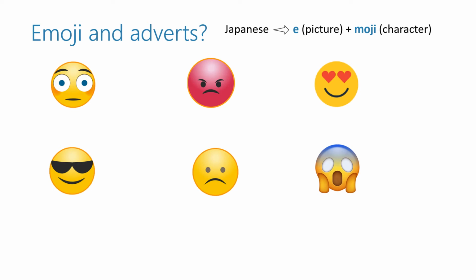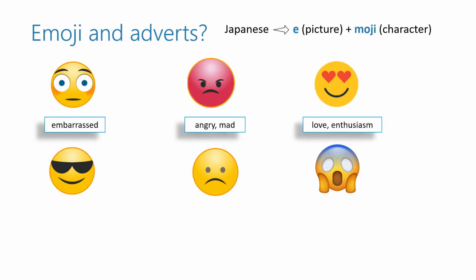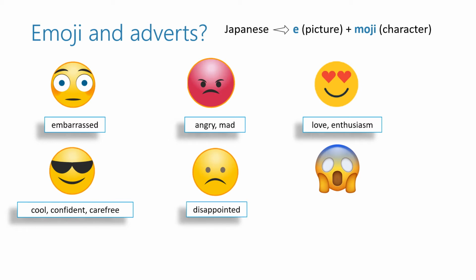Can you guess the meaning of these? Let's see. The first one is embarrassed. The second one is angry or mad. The third one shows love and enthusiasm. Then this one is cool, confident, or carefree. The next is disappointed. And the last one shows shock, horror, or disbelief.